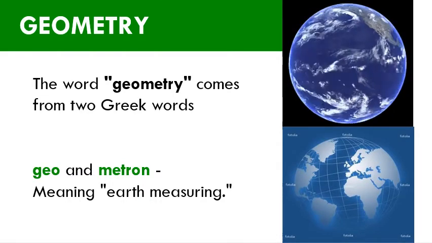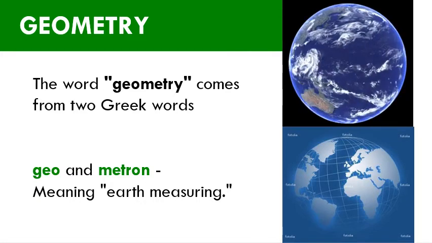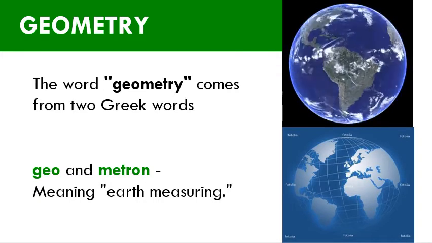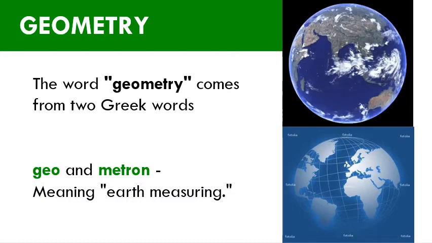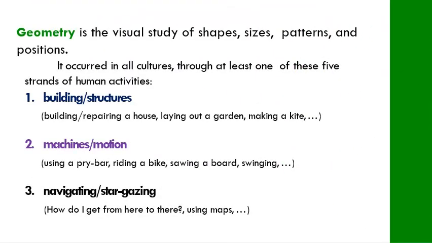The word geometry comes from two Greek words, geo and metron, meaning earth measurement or earth measuring. So geometry is a visual study of shapes, sizes, patterns, and positions. It includes all cultures through at least one of the five strands of human activities. So geometry could be used on the following categories.